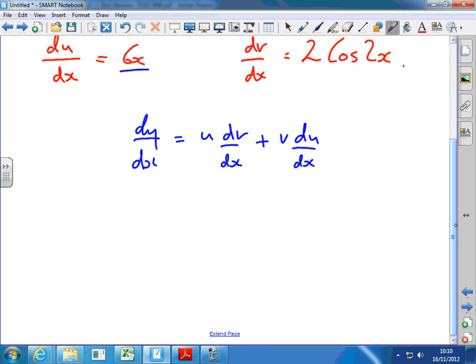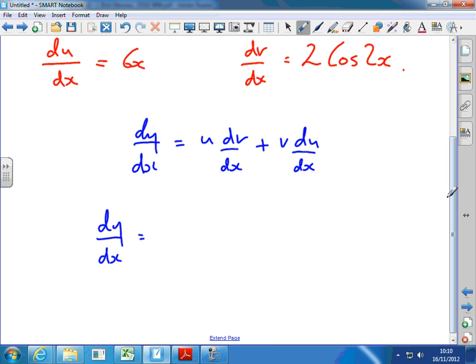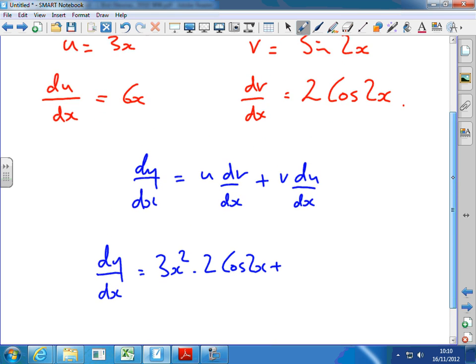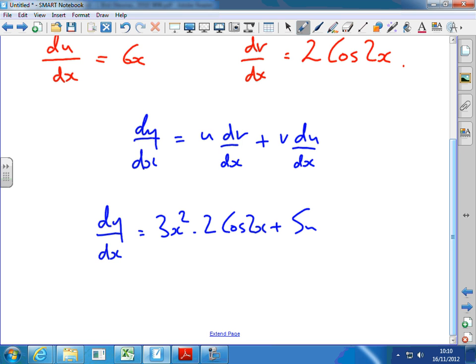dy by dx equals u, which is 3x squared, times the differential of the second function, which is 2 cos 2x, plus the second function, which is sine 2x, multiplied by the differential of the first function, which is 6x. And that's the answer. That is the differential of those two functions multiplied together.